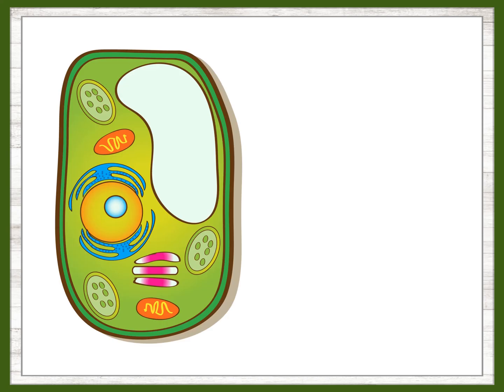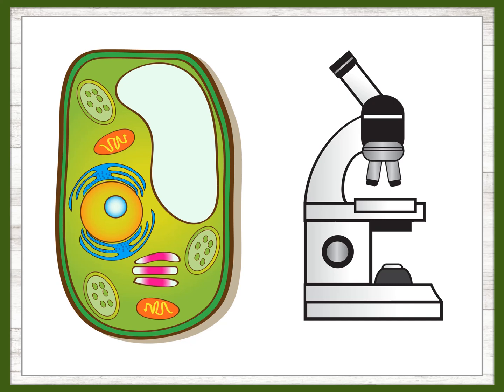You've probably seen lots of images of plant cells, but what do those cells actually look like under a microscope, and how are they different from animal cells?